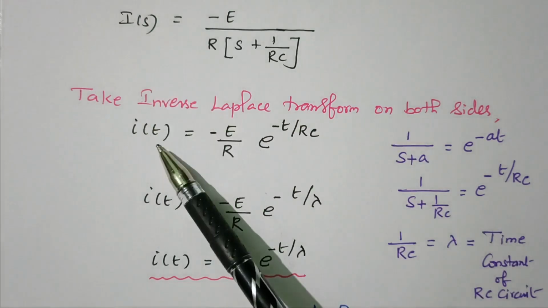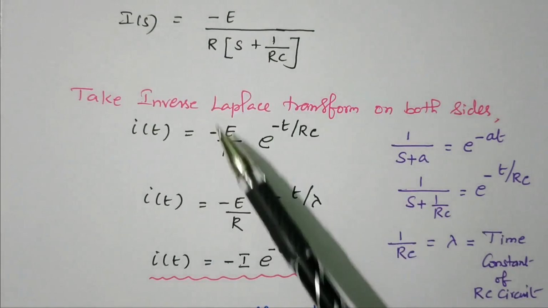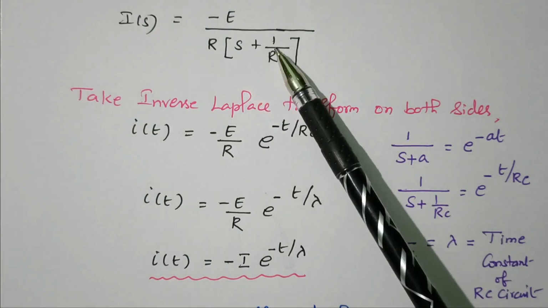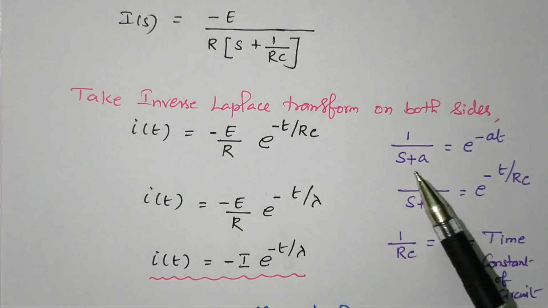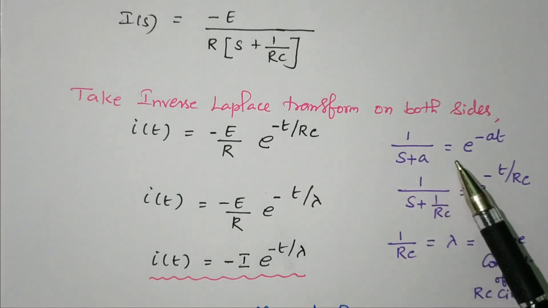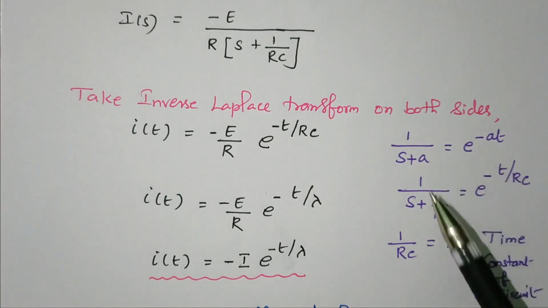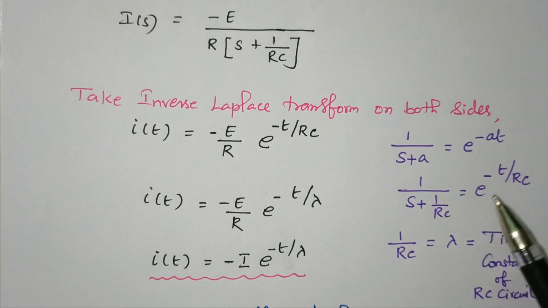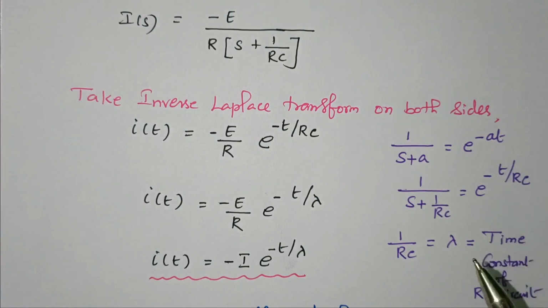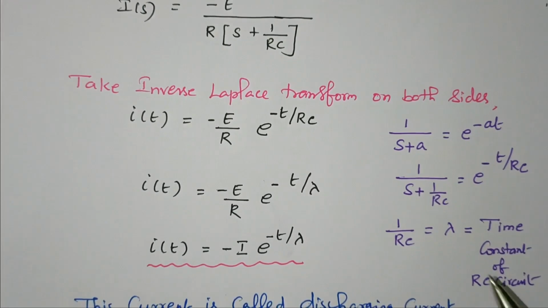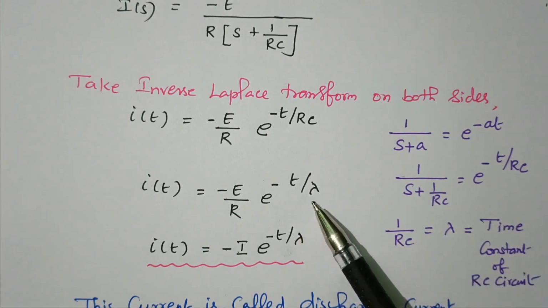So that I(s) is I(t). Minus E by R is constant. 1 divided by s plus 1 divided by RC is nothing but e power minus t by RC, based on this formula: 1 divided by s plus a equals e power minus at. Here a is nothing but 1 by RC, so that e power minus t by RC. In this, RC is the lambda, the time constant of the RC circuit.